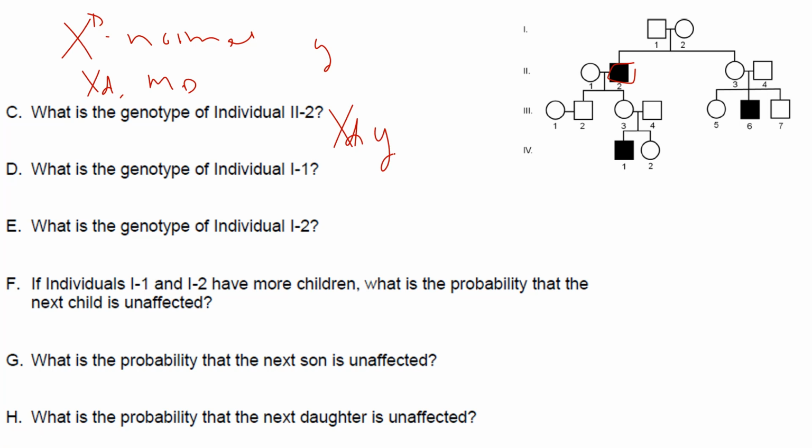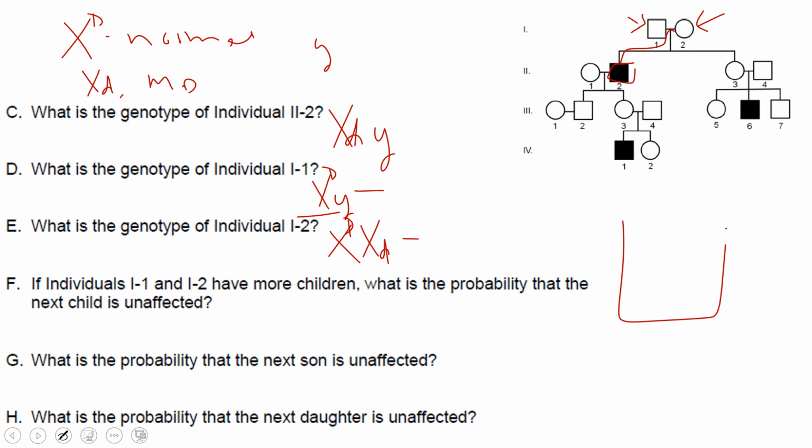What is the genotype of individual 1-1? He's a male, so we know he's XY, and he's not affected, which means he has an uppercase D. What is the genotype of individual 1-2? Her. We know she's XX because she's a her. We know she has a big D because she is not shaded in. We also know she made this kid who had a lowercase d that didn't come from dad, so it must have come from her, so she must be a carrier for muscular dystrophy. So if he and her have another kid, what's the chance it's affected?